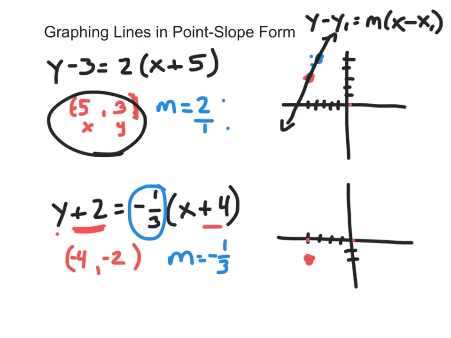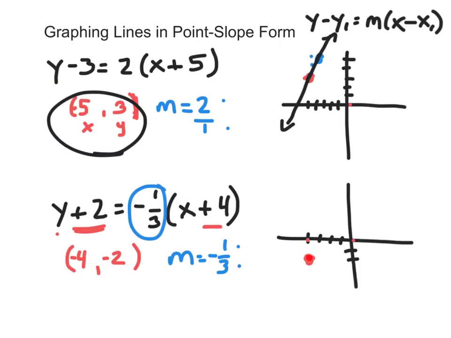And then after we use negative 4, negative 2 as our starting point, we know that that point is on the line, and then we know that the slope of that line, no matter where you are on the line, is negative 1/3, which means it's a rise of negative 1 and a run of positive 3. So we're going to go down 1 because of this negative right here. So down 1 and right 3.